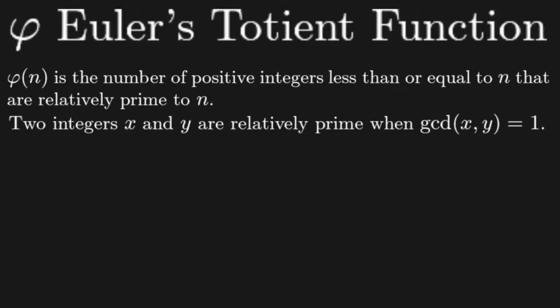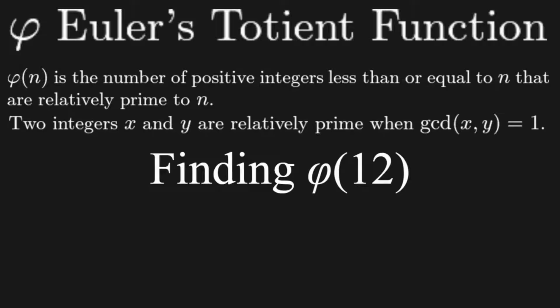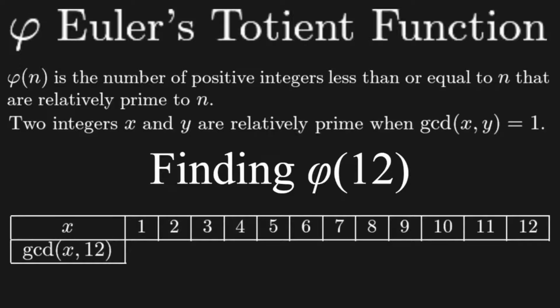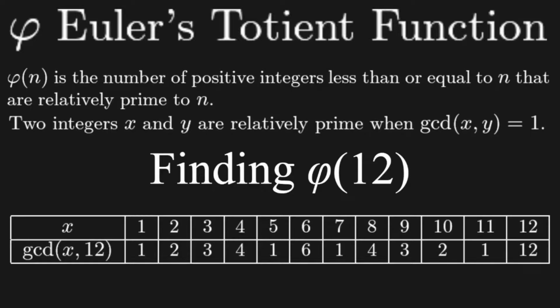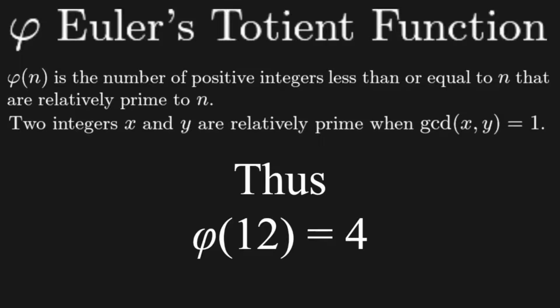As an example, let's find phi of 12. Here we've listed out all the numbers from 1 to 12. Let's find each of their GCDs with 12. Now, here are the ones where the GCD is equal to 1. As we can see, there's 4 of them. Thus, phi of 12 is equal to 4.